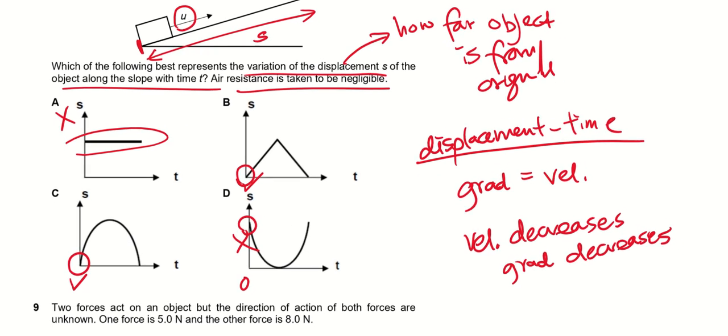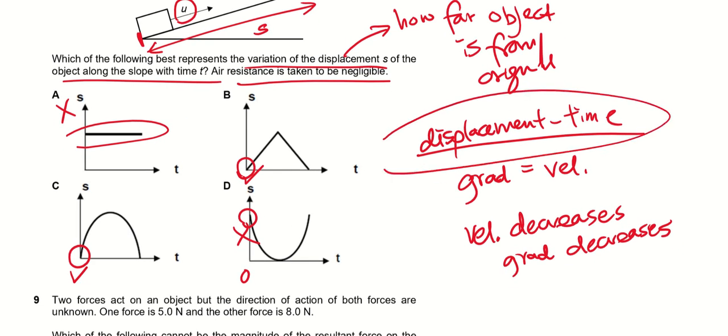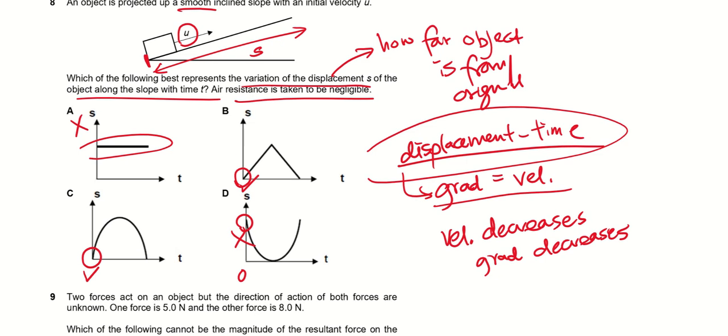Okay, so I've written here, we are dealing with a displacement-time graph, right? And what is important about a displacement-time graph? The gradient represents velocity. So imagine you project this box up, it will not go on infinitely with constant velocity because gravity will be pulling it down, so the velocity will actually decrease. And gradient represents velocity, so if velocity decreases, that means the gradient decreases.